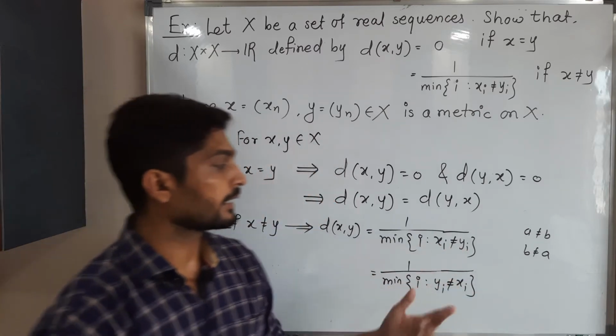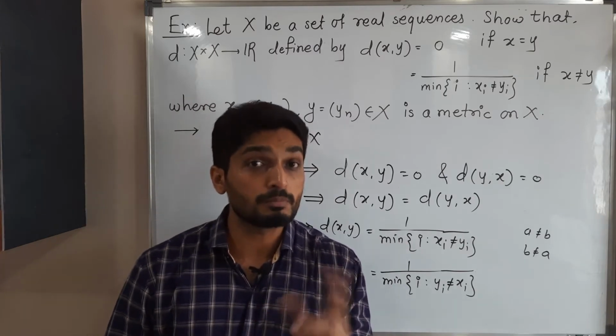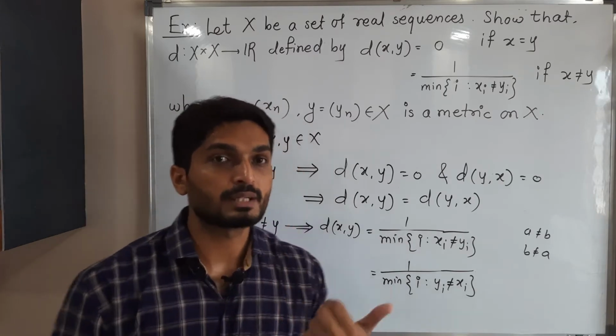xi is not equal to yi is nothing but yi is not equal to xi. What is the purpose behind it? We have to prove symmetry, no? So that's why we want to interchange them. That's why I did this.